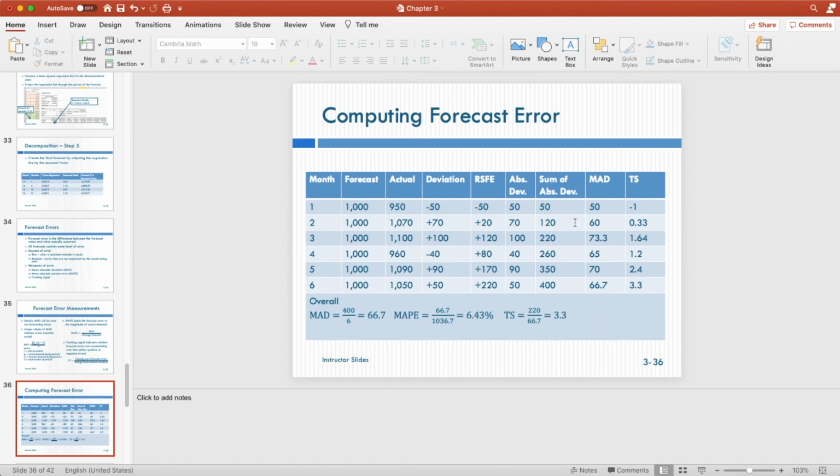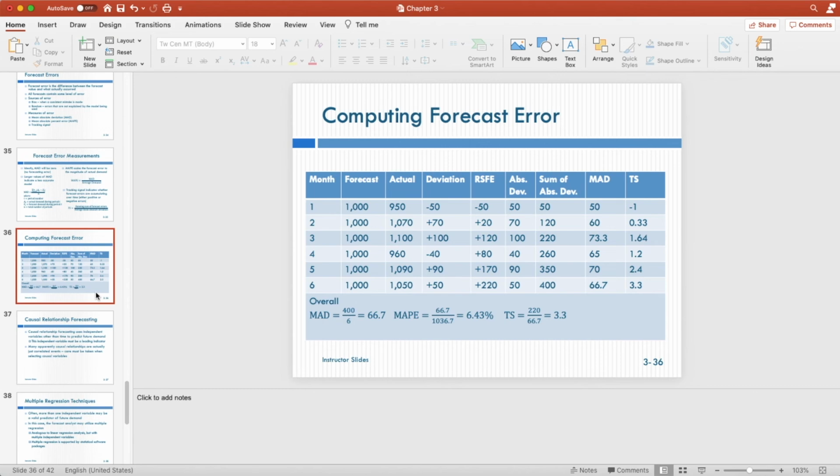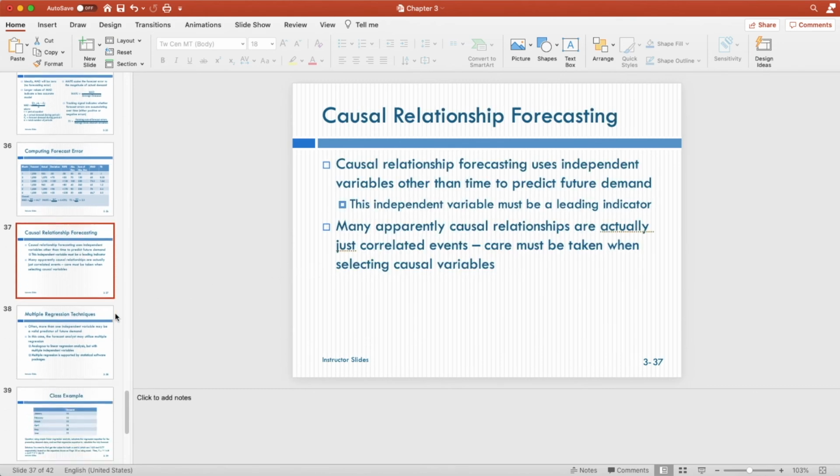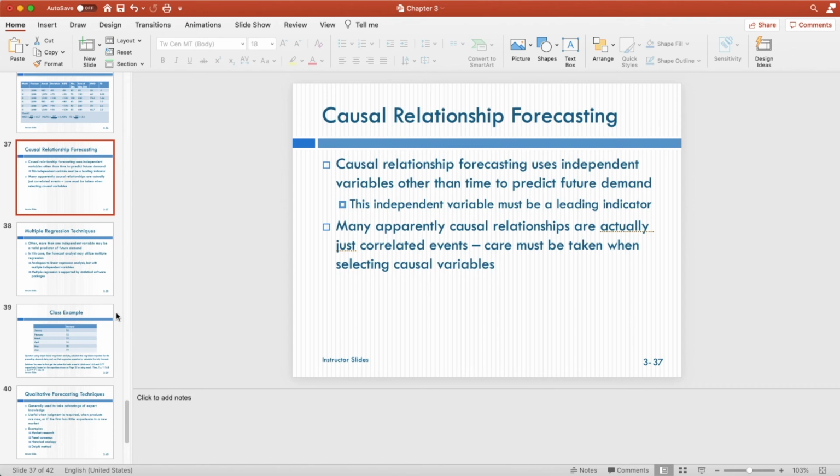But you can also go through it iteratively and finally still get 3.3, shown here. You see? Either way is fine. You can actually do both. So that's all for forecast error.